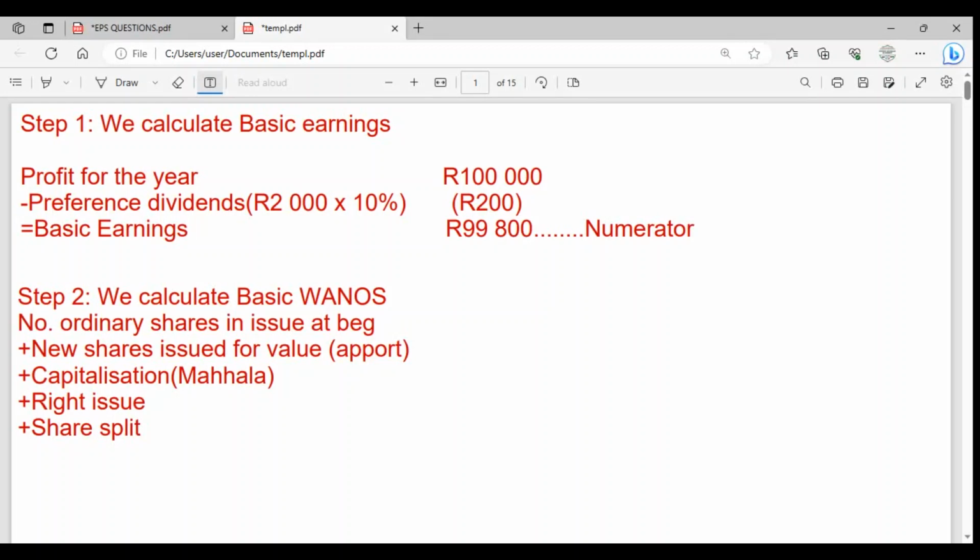And if there is a rights issue, you include it. But I will explain this one later. I don't want to get into detail because there's a process for a rights issue. So for now, let us ignore this one. I will come back with a video focusing on the rights issue and share split. So this is what you include in the calculation of the basic denominator.